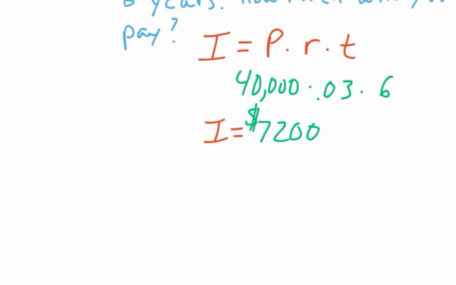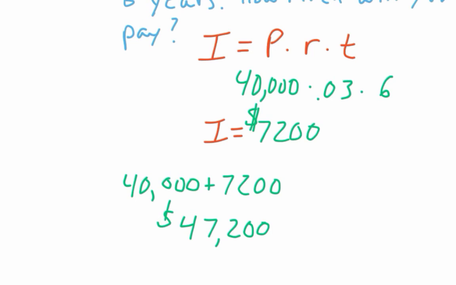Okay, the $7,200 is just the interest. So if the question's asking how much interest do you owe, this is how you do it. If they're saying how much money total do you owe, what do I have to do to the $7,200? Plus the $40,000 that we borrowed at the beginning. So the final answer then would be $47,200. In 6 years, you're paying the bank $7,200 to loan you the money for 6 years. That's it for this section.